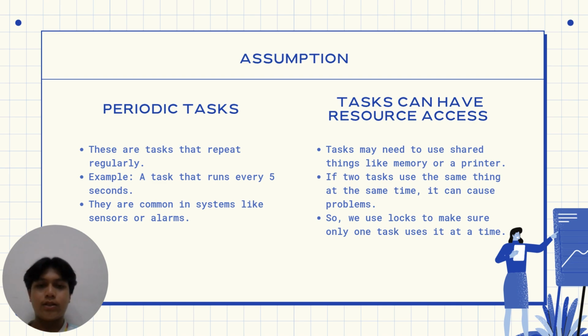And then for tasks can have resource access, tasks may need to use shared things like memory or a printer. If two tasks use the same thing at the same time, it can cause problems. So we use locks to make sure only one task uses it at a time.